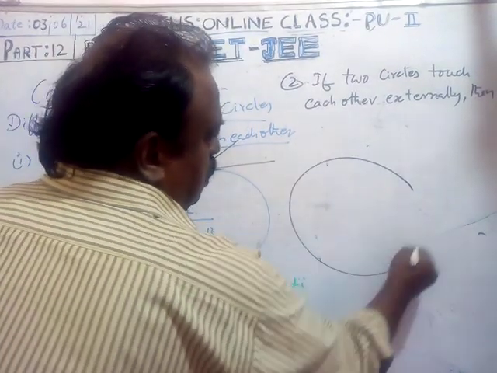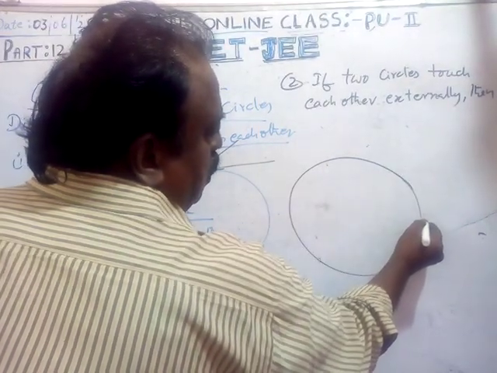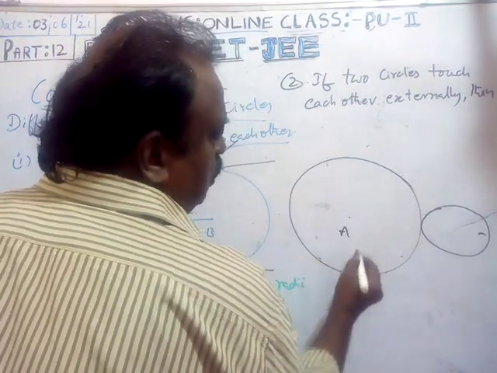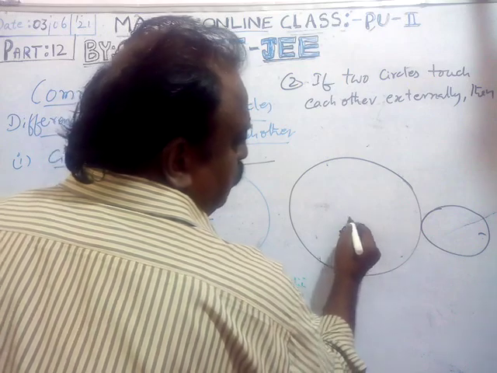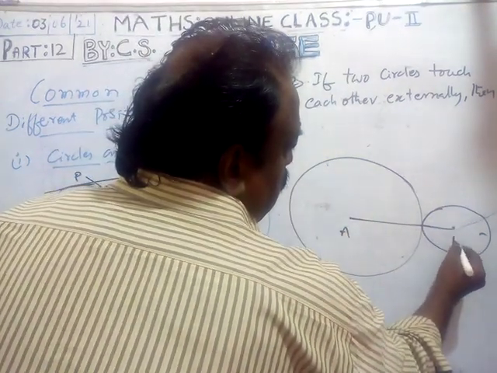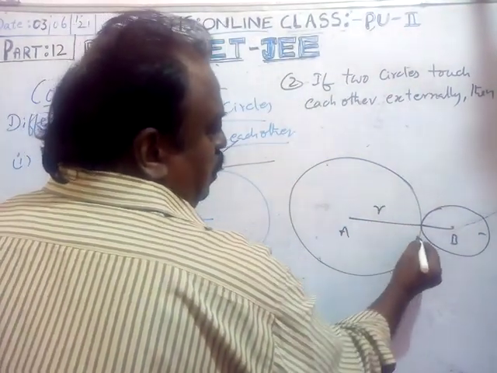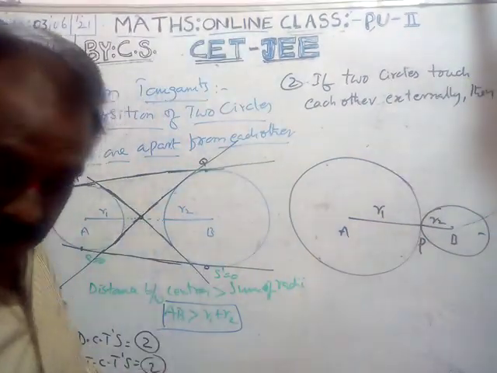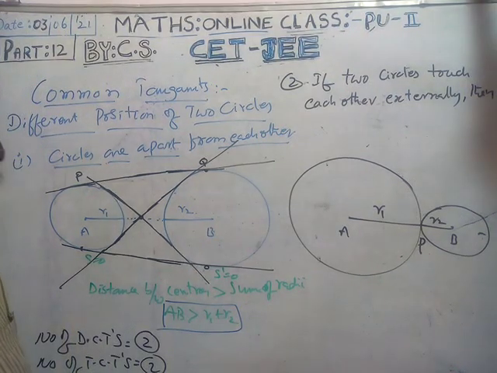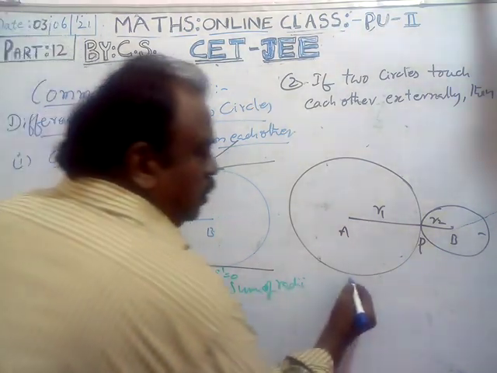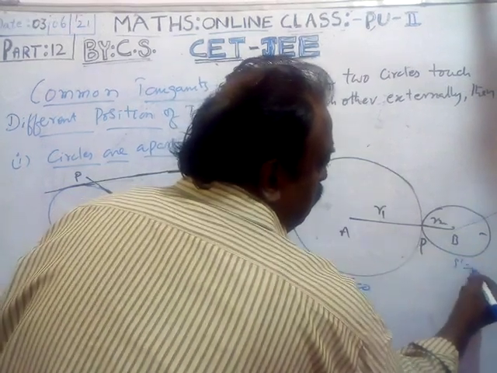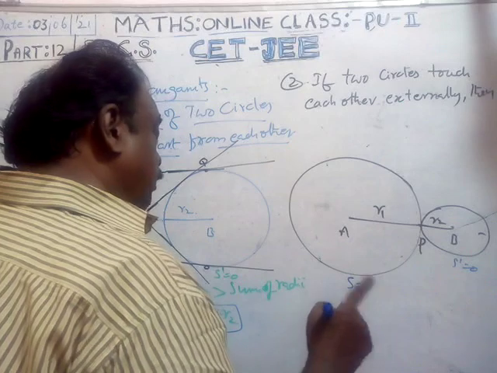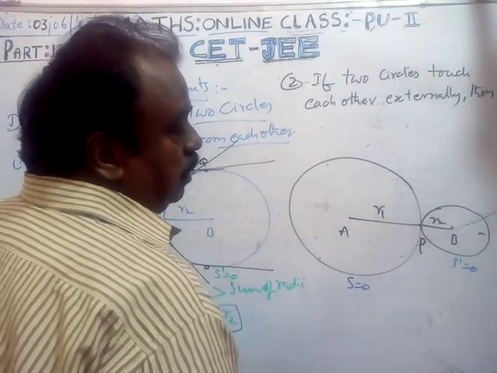There is a circle and one more circle is there. The first circle contains center A and the second circle contains center B. The radius is R1 and here it is R2. The first circle is S is equal to 0, the second circle is S dash is equal to 0. The two circles touch each other externally at point B.